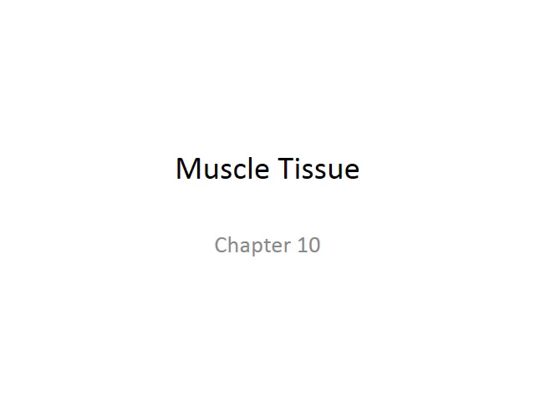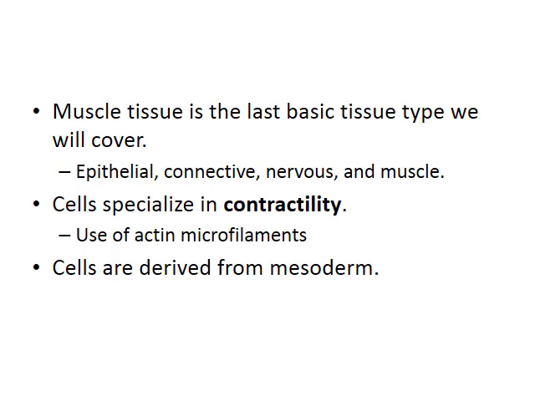So this lecture will be covering Chapter 10 out of your textbook, which will be over muscle tissue. Now, muscle tissue is the last basic tissue type we're going to cover in this course. Remember, we've had epithelial tissue, connective, nervous, and now we're finally into muscle. Now, what sets muscle cells apart from other cells is the fact that they have contractility, which means that they can contract easily, and that's what they're specialized for.